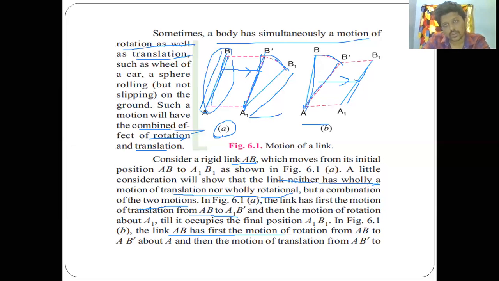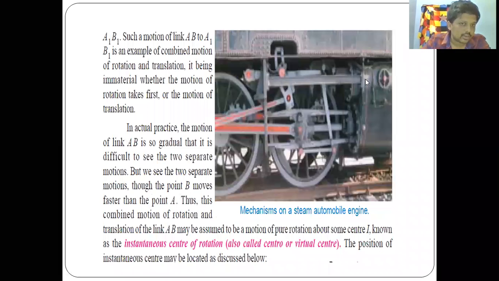So what we are defining here is that to define any relative motion of a mechanism, we cannot define the motion as completely rotational or completely translational. But this is what we do theoretically. In actual practice, the motion of a link AB is gradual, so it is difficult to see two separate motions. Theoretically we divided it so that from this point to this point is translational, and from here to here is rotational. But in actual practice, you can't see them separately.